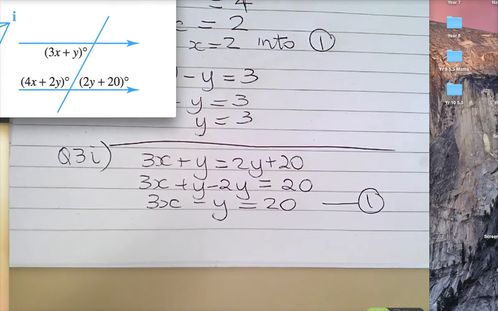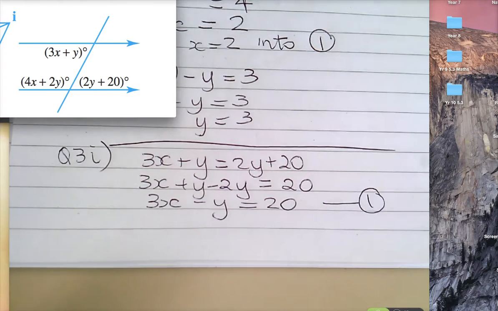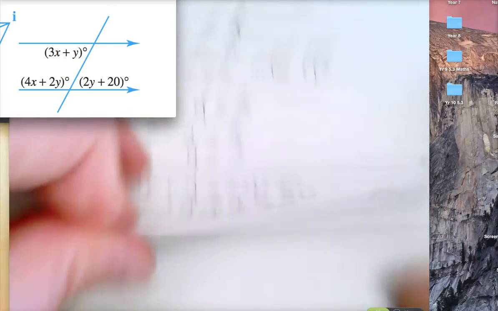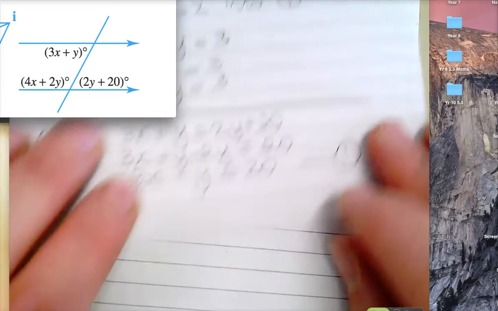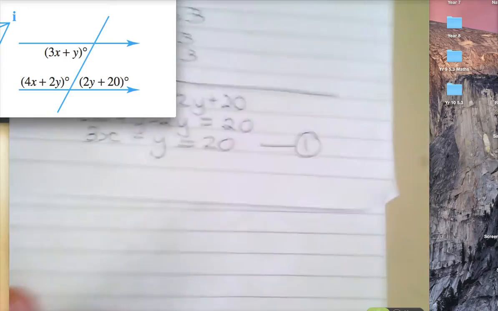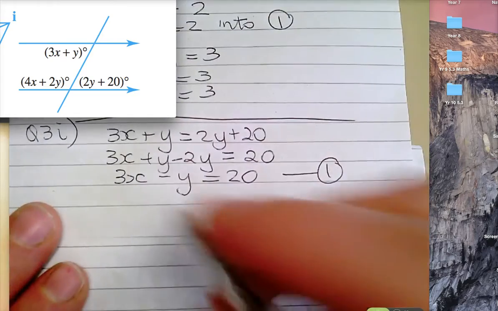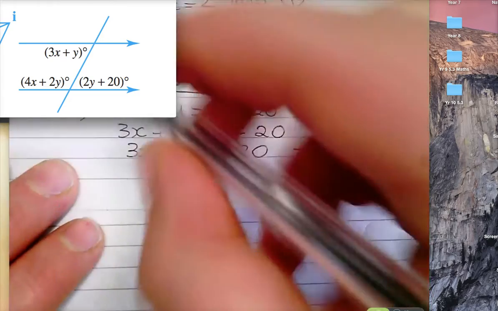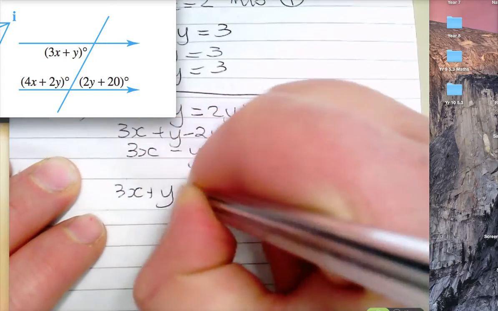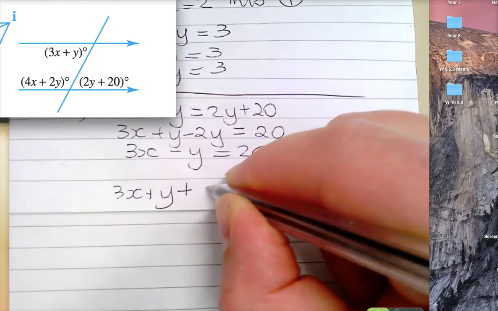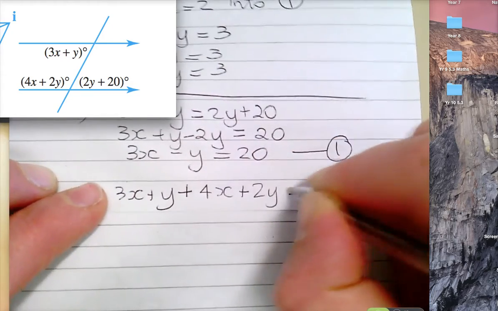Girls, we want the x's and the y's on the left and the numbers on the right. Now we need another equation. There's 2 possible equations that you could write. You could do co-interior or angles on a straight line add up to 180. Both will work. Okay, let's go co-interior. So we've got 3x plus y plus 4x plus 2y is 180.